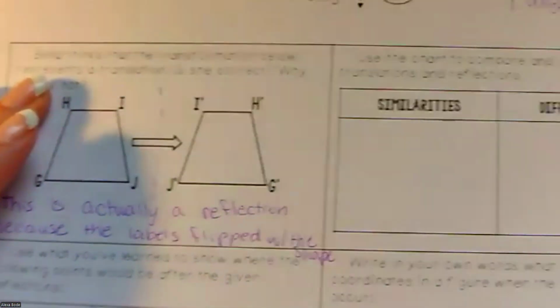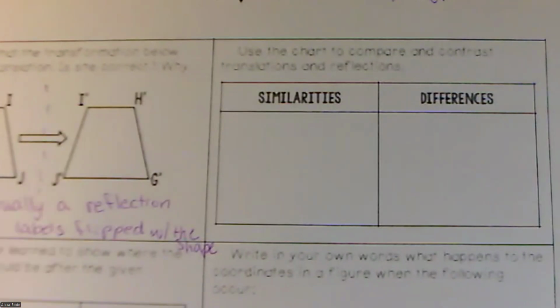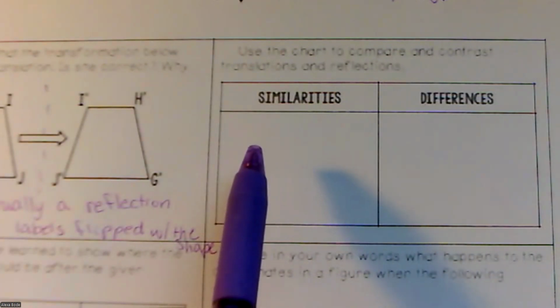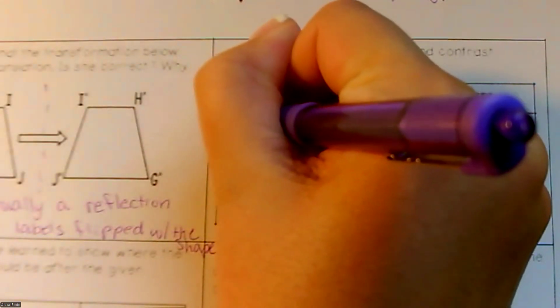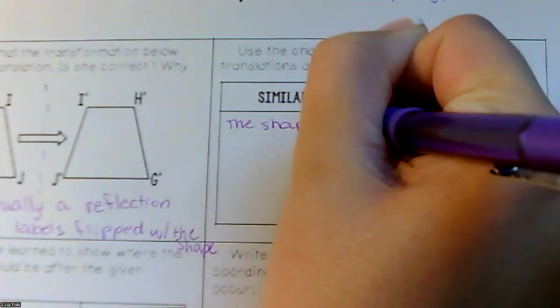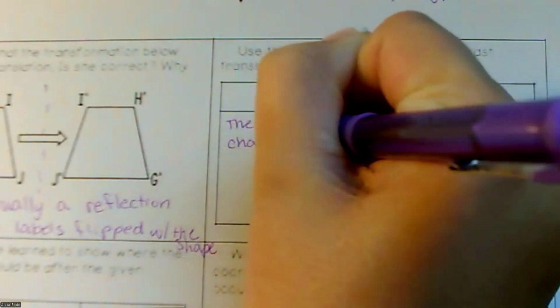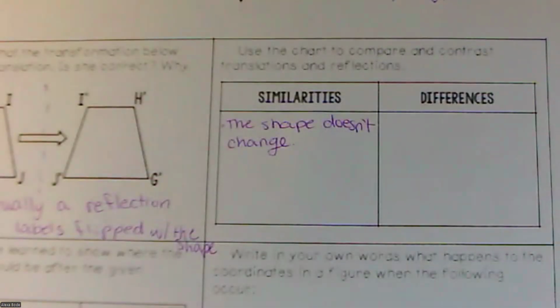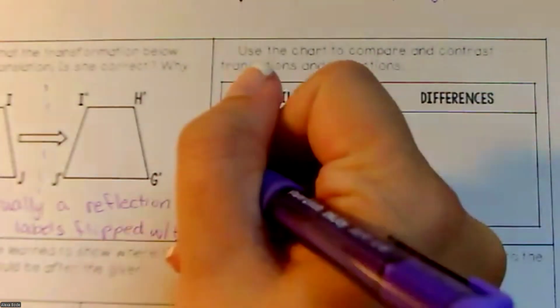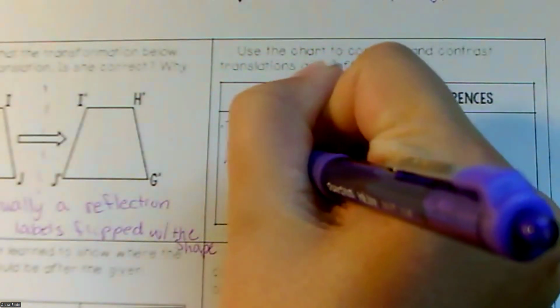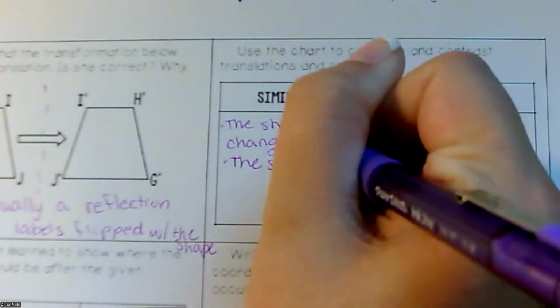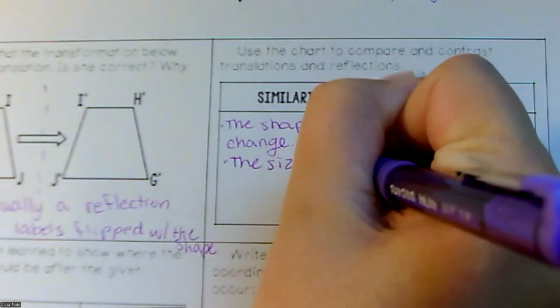So this says use the chart to compare and contrast translations and reflections. Some similarities between a translation and a reflection: we can say that the shape doesn't change. We can also note that the size of the shape doesn't change. So for both types of transformations, the shape doesn't change and the size of the shape doesn't change.